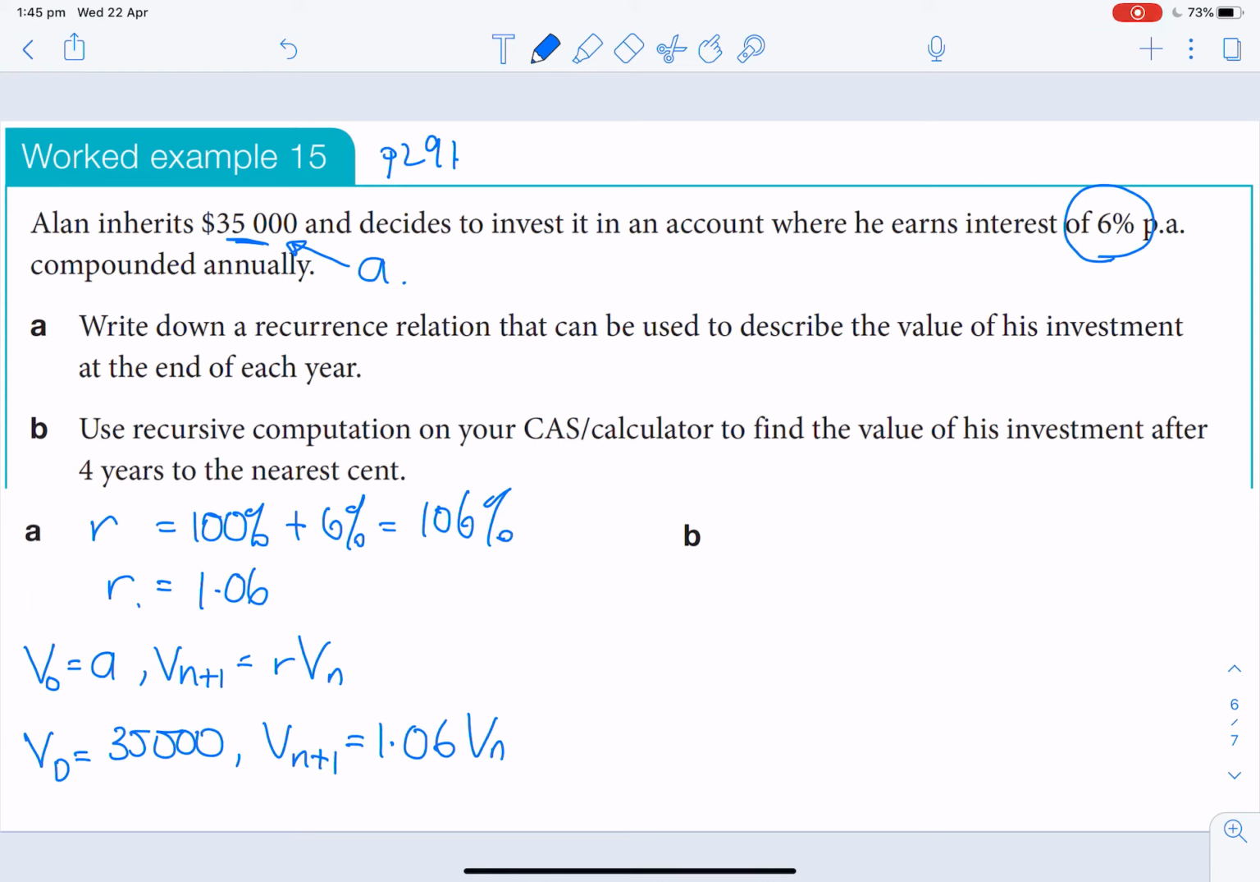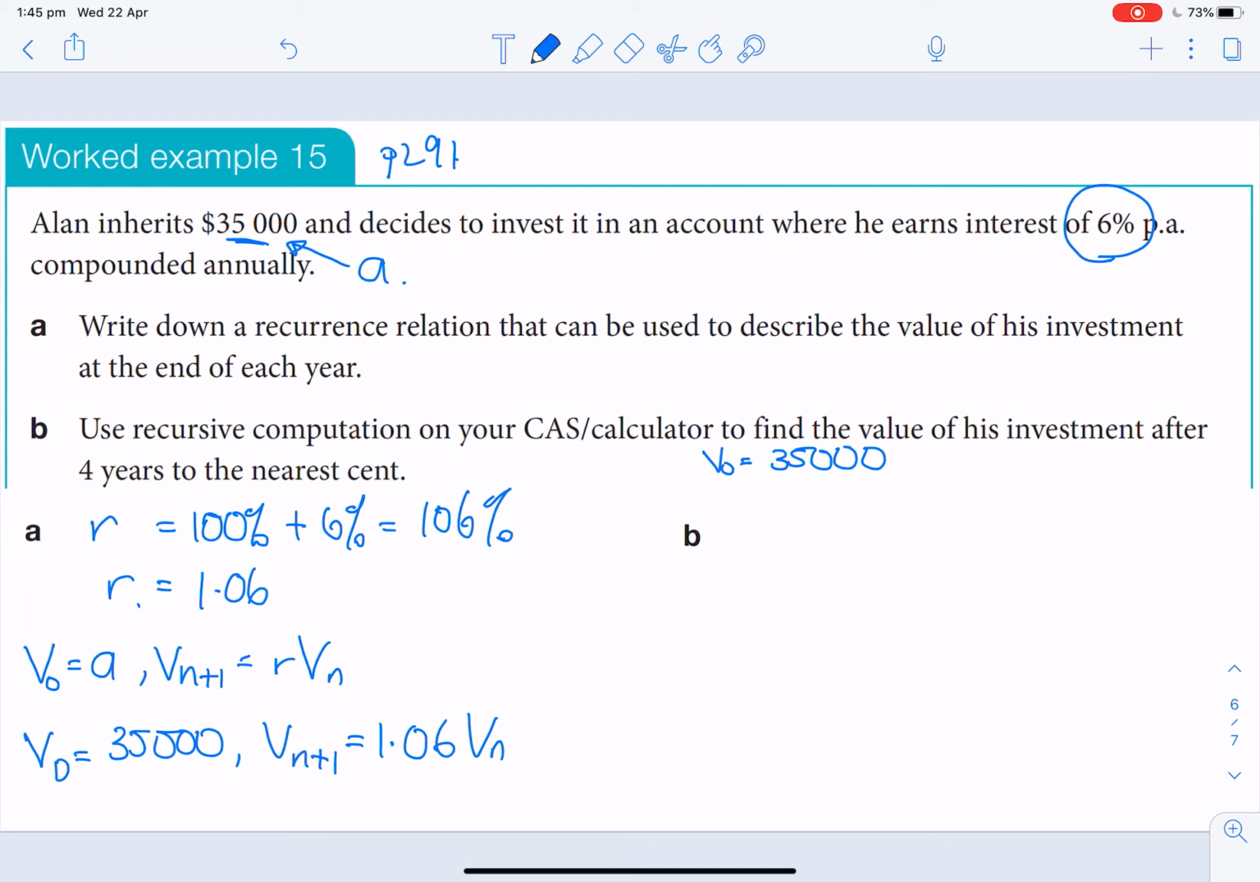Now use recursive computation on your CAS calculator to find the value of his investment after 4 years to the nearest cent. Using your CAS calculator, you would just put in your 35,000, press enter, then multiply by 1.06, then press enter again. And you keep pressing enter each time until you come up with the figure that you're after. So we'll do this the old-fashioned way, pen to paper. V of 0 equals 35,000.